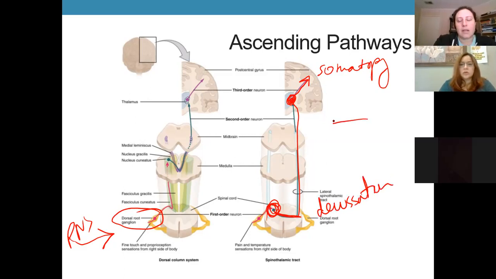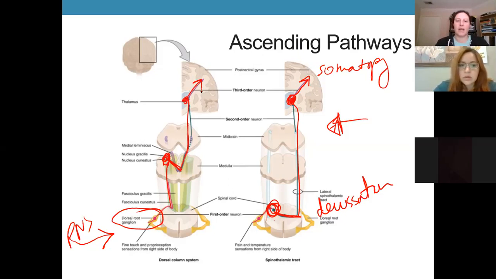So this one is showing you where we're synapsing in the spinal cord. This one is showing a synapse in the medulla, crossover or decussation in the medulla, and then the rest of it is still the same.